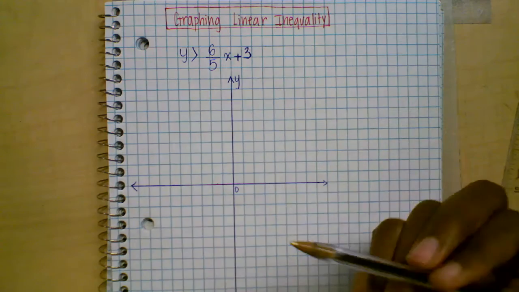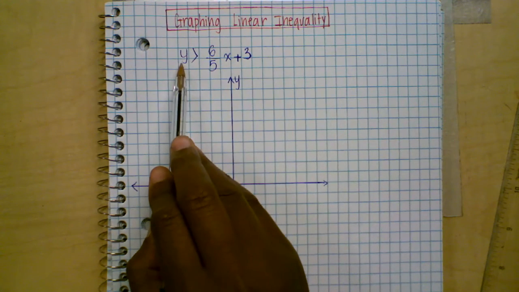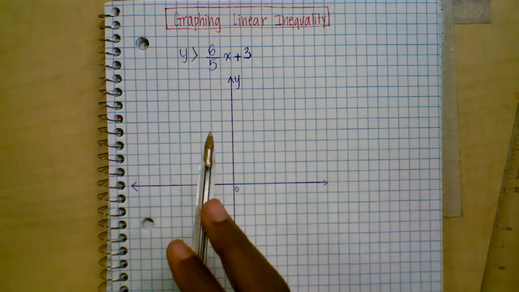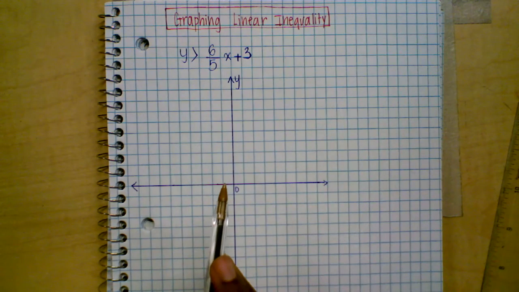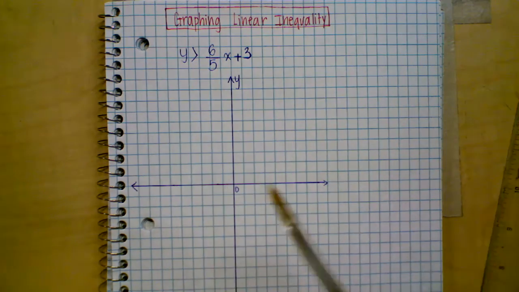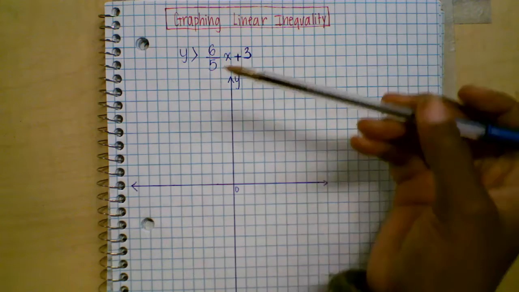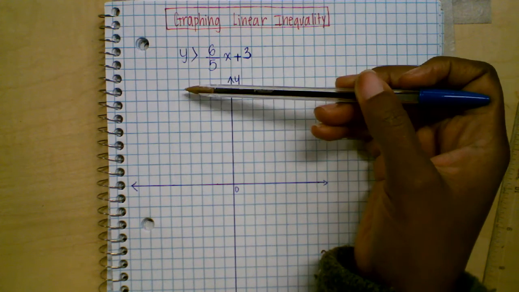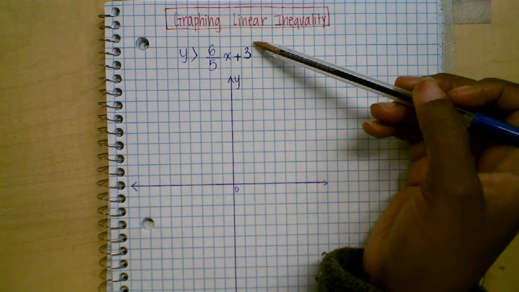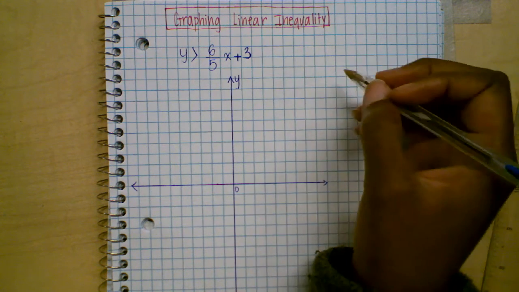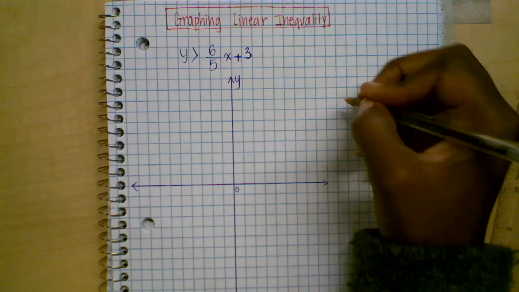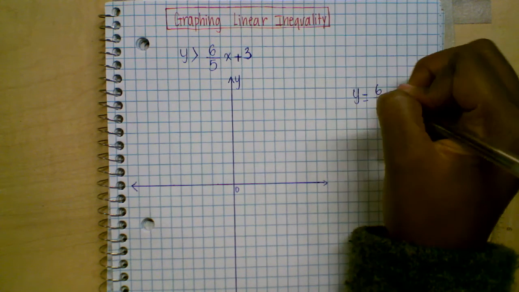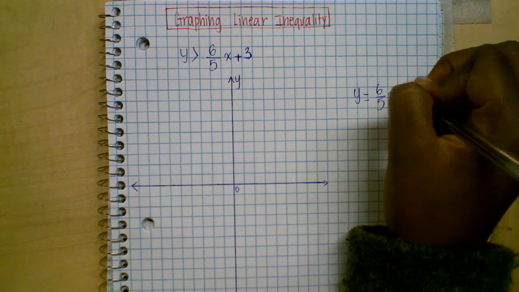The first step, you want to solve for y. The y is already solved, so I don't need to solve for y. Make sure you have the steps that I asked you to write down on the side. I'm going to go through the steps one by one. So we already solved for y. Step 1 has been done for us. Now, step 2, you're going to rewrite this inequality using the equal sign. So I'm going to write y equal to 6/5 of x plus 3.